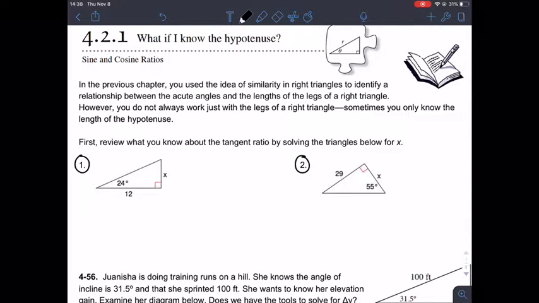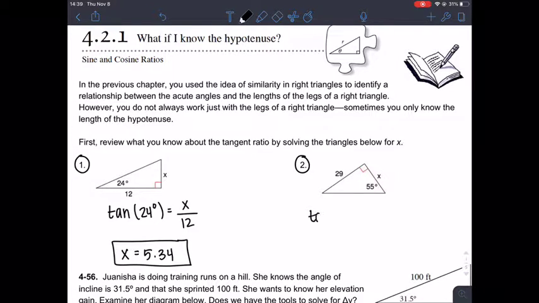Now that you had time to solve for those two, let's look and see what answers we get. So you should have, for the first one, your equation should be tan of 24 degrees equals x over 12. And when you solve for x here, you're going to multiply both sides by 12. And you should get that x equals 5.34.